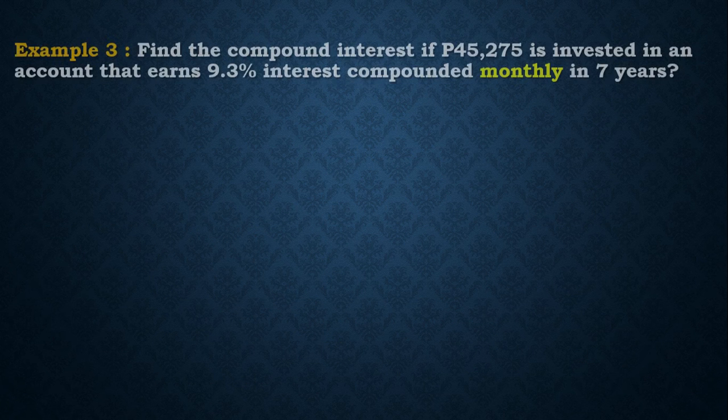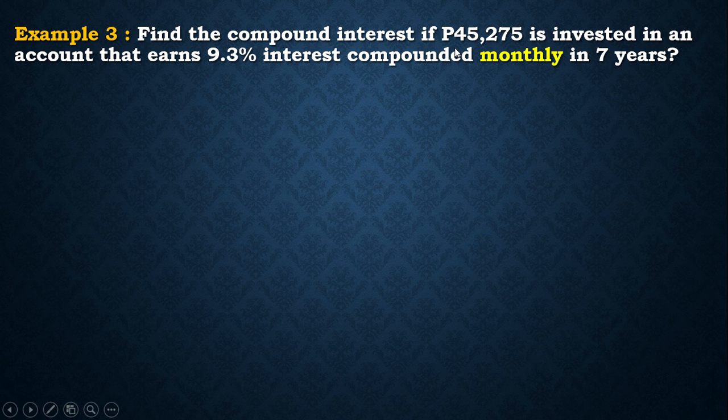Let's take example number 3. Find the compound interest if 45,275 is invested in an account that earns 9.3% interest compounded monthly in 7 years. So, monthly is equal to 12. Again, pag sinabing semi-annually, that is equal to 2. Pag sinabing quarterly, that is equal to 4. Pag sinabing monthly, that is equal to 12. So, given, P is equal to 45,275.